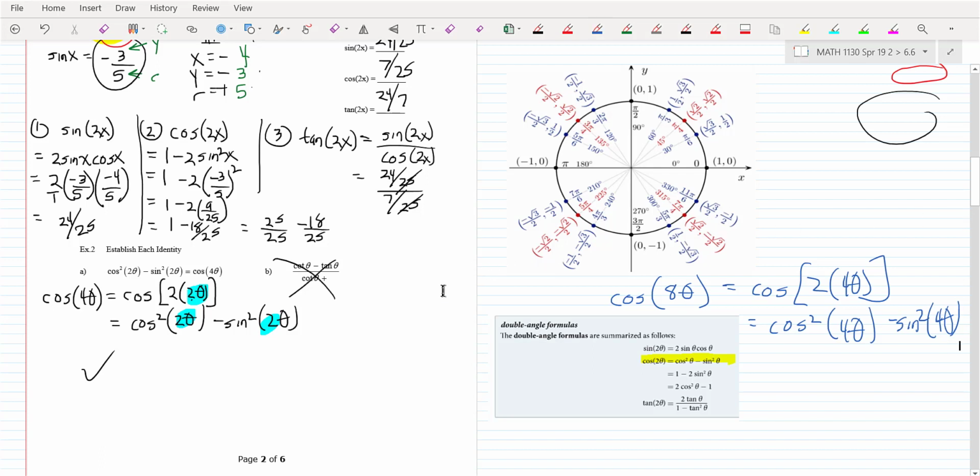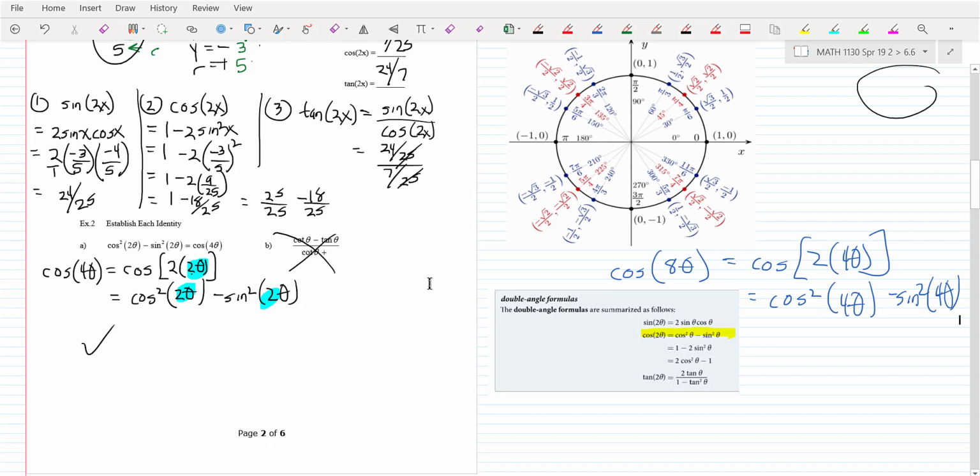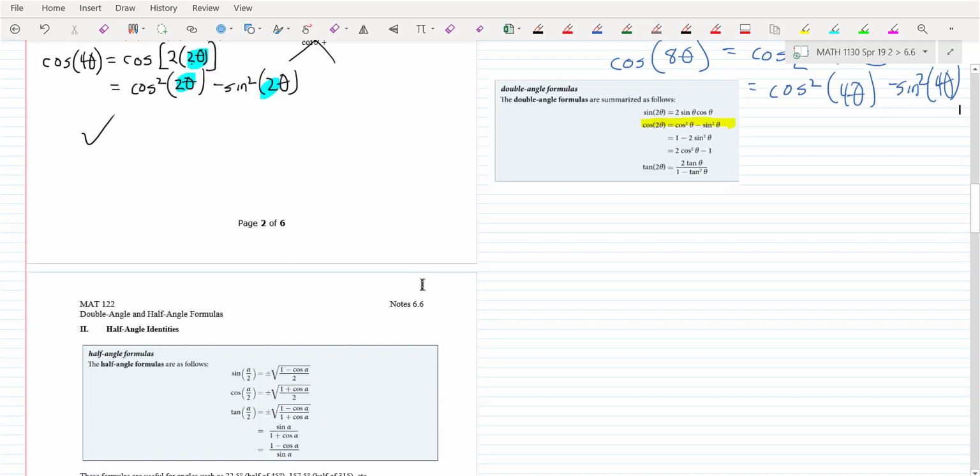So I just forget about B. I don't even know what the rest of that is. If I knew the rest of it, we could prove it.